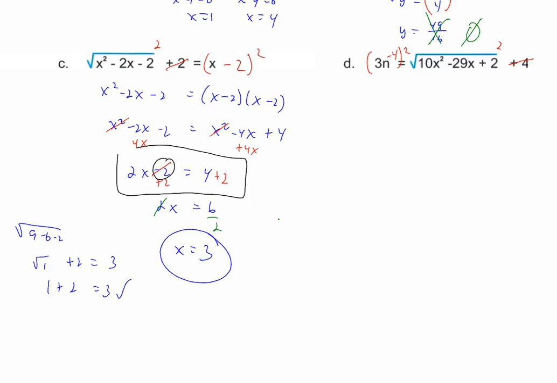All right, for time's sake, let me show you what happens when you square 3x minus 4. You get 9x squared minus 24x plus 16. Now, you guys all know how to do that. That's not a big deal. You're just squaring a binomial. And, of course, the right is the radicand, right? 10x squared minus 29x plus 2. So you got 9x squared minus 24x plus 16 equals 10x squared minus 29x plus 2. Okay, so again, we're saying, quadratic.